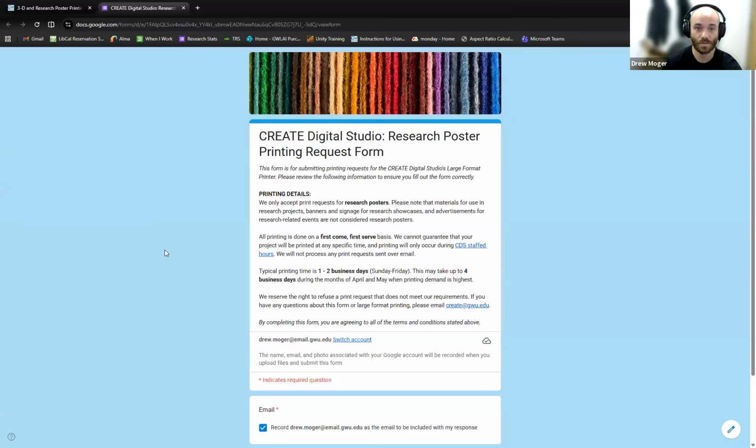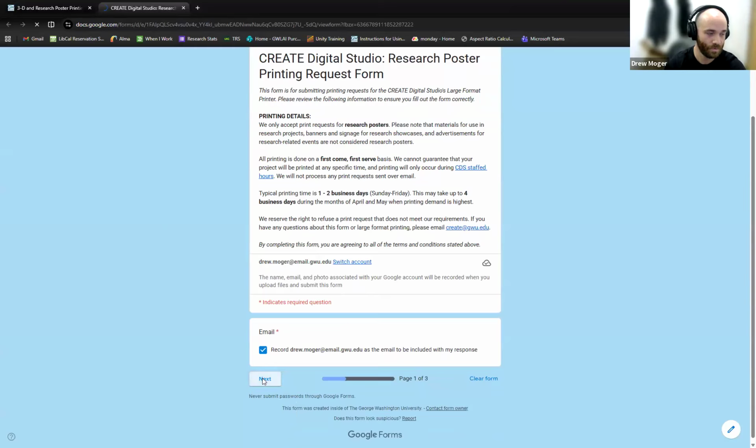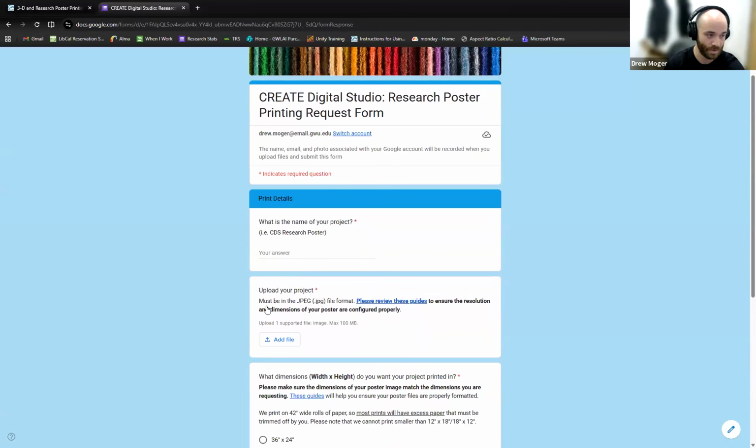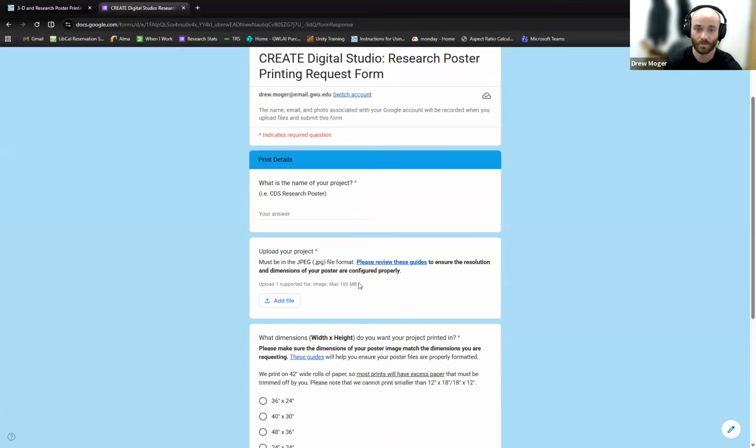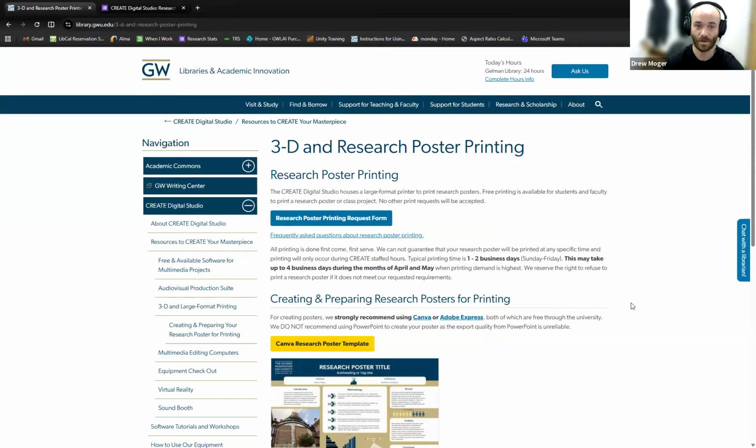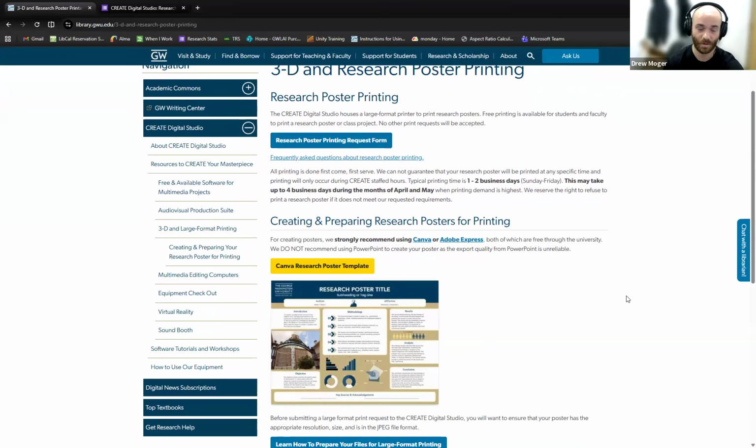This is going to be the form that you use to submit your poster to us for printing. Please read all of the details on it. You'll proceed through it. It'll ask you for things like what's the name of your project. You'll need to upload your project. What's really important for you to remember, and this form will remind you, is that our printer only accepts files in the JPEG format. We got a new printer 1 to 2 years ago, and it can only accept JPEG files. So with that in mind, we have resources for you if you're curious on how to make sure that you are formatting your poster correctly to make sure that it's fitting within that requirement.